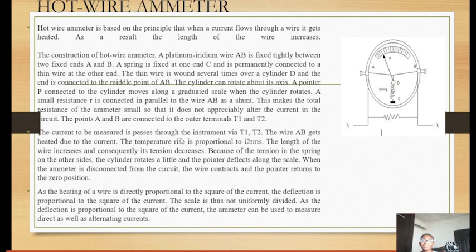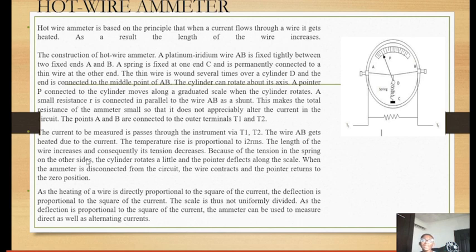The current to be measured is passed through the instrument terminals T1 and T2. And the wire AB gets heated due to the current. The temperature rise is proportional to what? I squared, that is, I RMS squared.